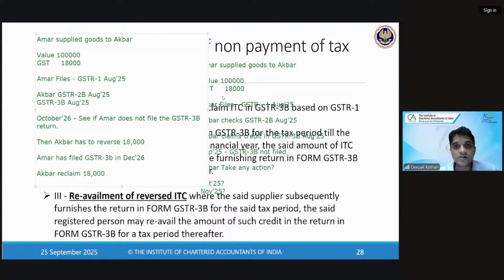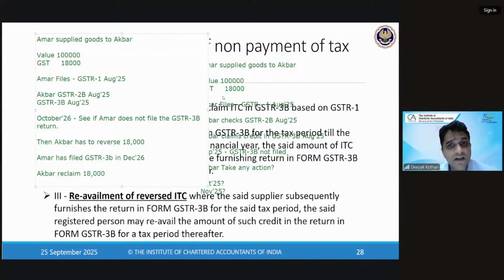Any questions? Sir, if Akbar reverses it before October and Amar filed in December, will interest be applicable? Yes. Once you reverse it, you have to reverse it with interest. And once Amar files it, you can reclaim the credit, but the interest is gone.